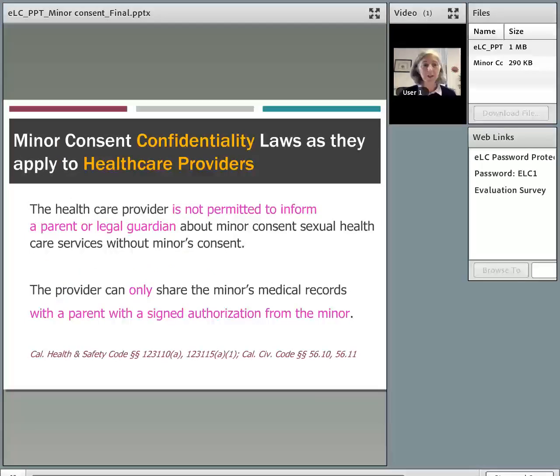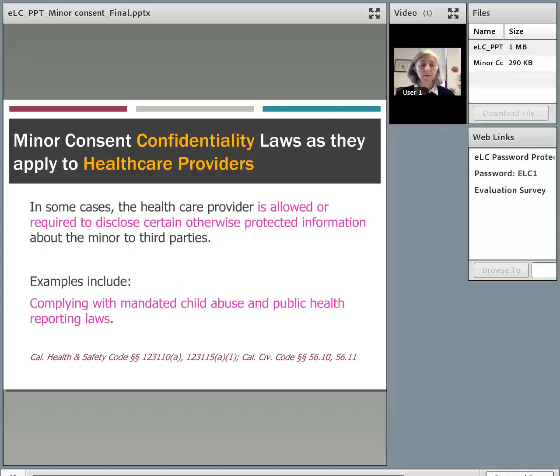Which actually brings us to confidentiality laws. So what are the confidentiality laws that healthcare providers need to follow? California law says in almost all cases, a healthcare provider is not permitted to inform a parent or legal guardian about minor consent sexual health services without receiving the minor's written consent. And the provider can only share the minor's medical records with the parent with that signed authorization. And that authorization needs to comply with both HIPAA and state confidentiality laws.